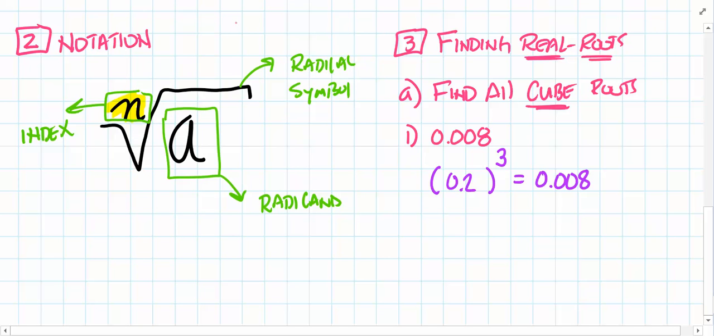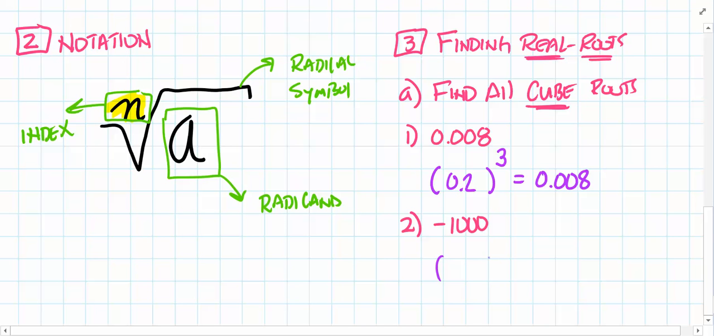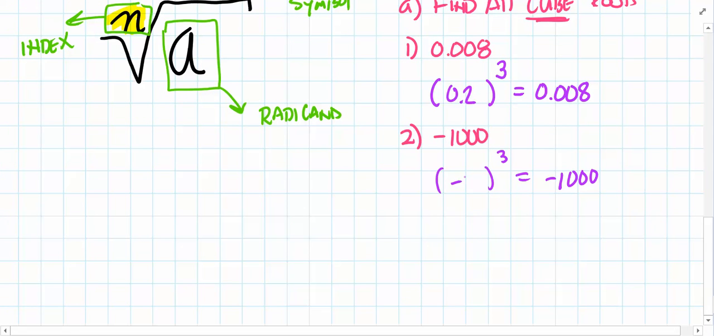Okay, number 2, I'm going to give you this number: negative 1,000. So find all cube roots of negative 1,000. So what are we looking for? What number can we cube to get negative 1,000? Anybody got one out there? Yeah, negative 10. That is the cube root. Negative 10 is the cube root of negative 1,000.